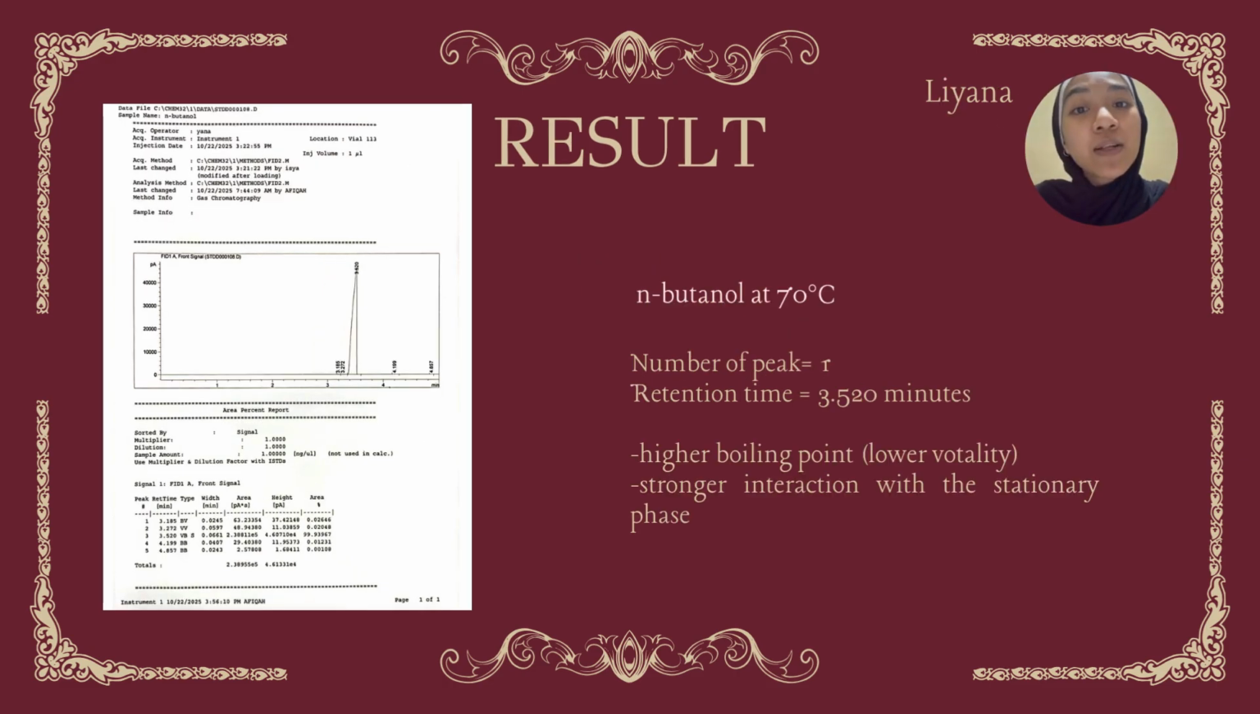Next are the results for N-butanol at 70 degrees. As you can see, the number of peaks is only one, which is the same as 2-propanol. The retention time obtained is 3.52 minutes, which is longer than 2-propanol. And why? It is because it has a higher boiling point and lower volatility, and also because of the stronger interaction with the stationary phase.